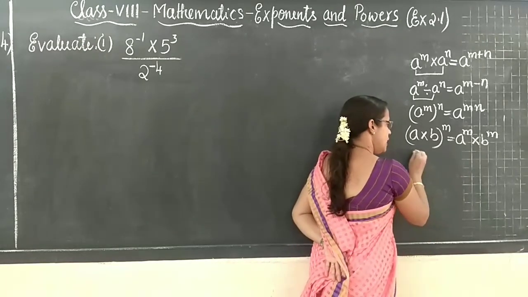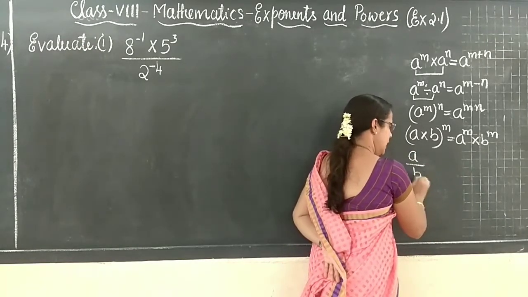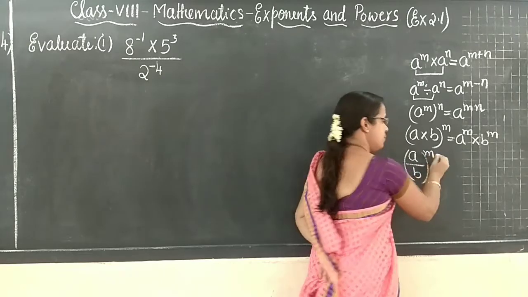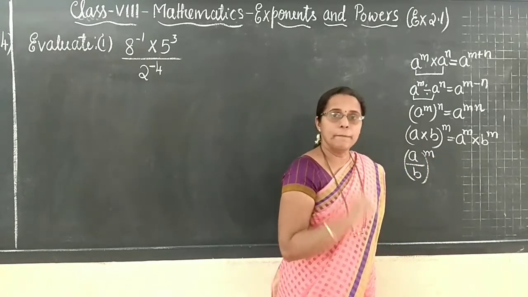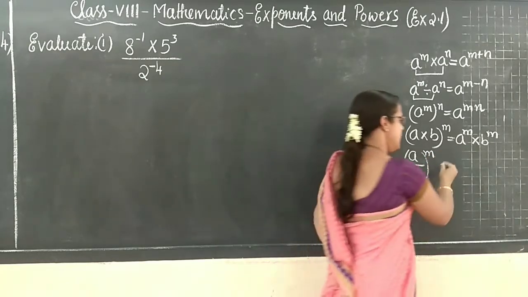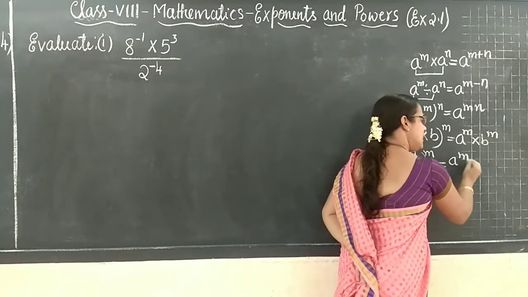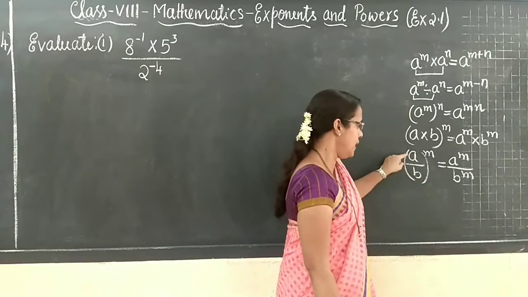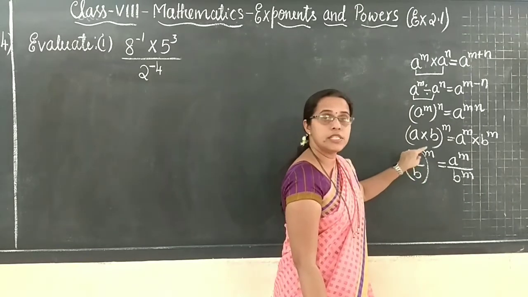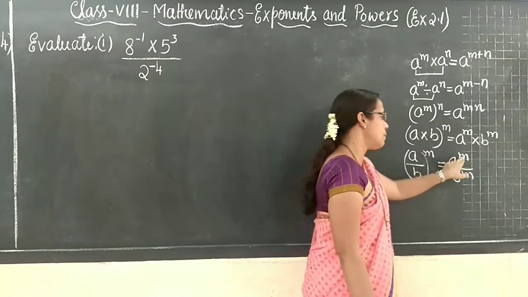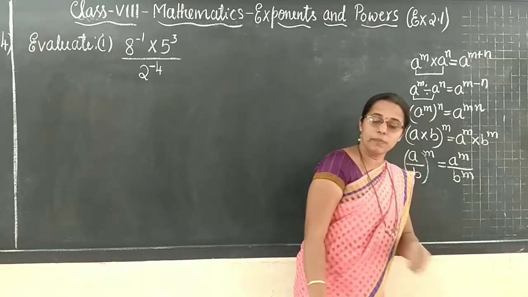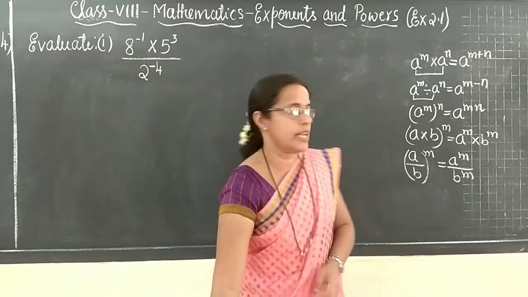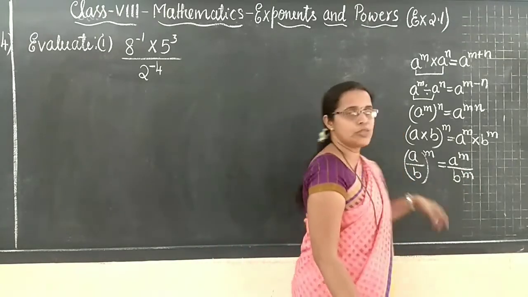The next law we will use is a by b whole to the power m. A by b whole to the power m is equal to a to the power m by b to the power m. So when bases are different, powers same, then apply the powers like this. When you make out bases are different and division is there, it means you have to use the last formula.